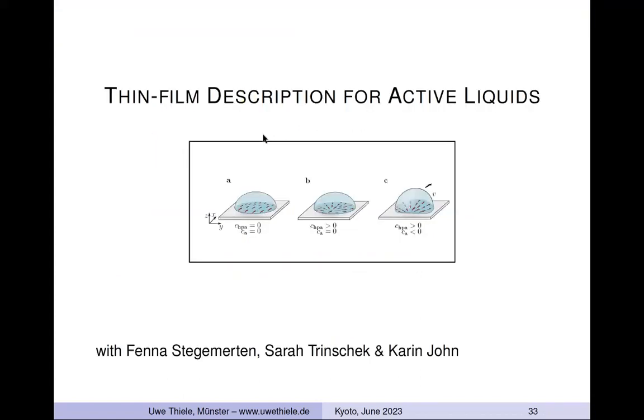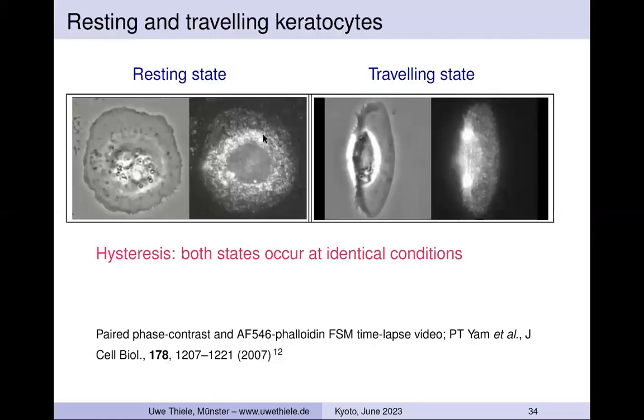Okay, let's talk about thin film descriptions for active liquids. The situation I now want to consider is droplets of some active liquid on a solid substrate. The substrate is very simple, smooth and homogeneous. And the activity I describe by a polarization field that is also vertically averaged in the droplet. This is work with Penna, Sarah, and Karin. Karin is a CNRS researcher at Grenoble, and Penna and Sarah were PhD students that have both finished their work.